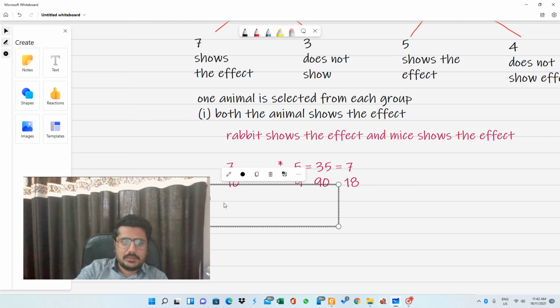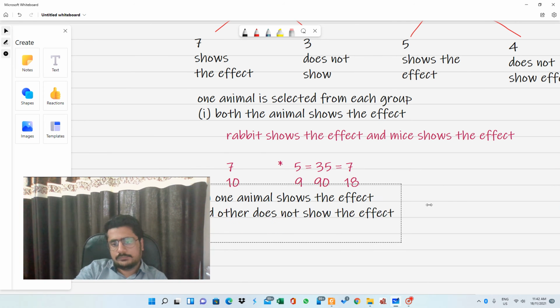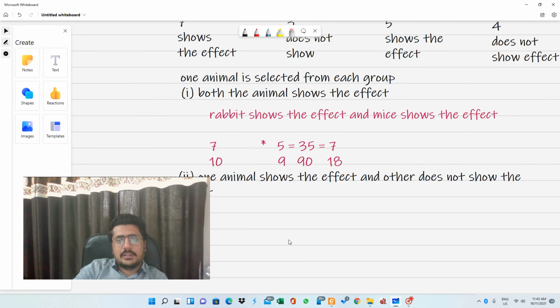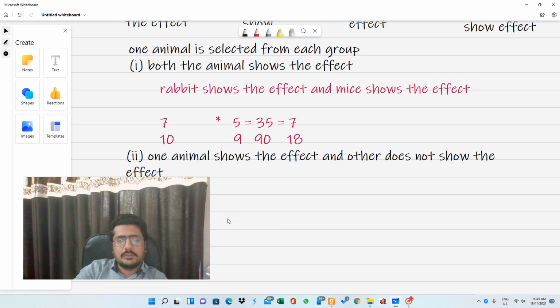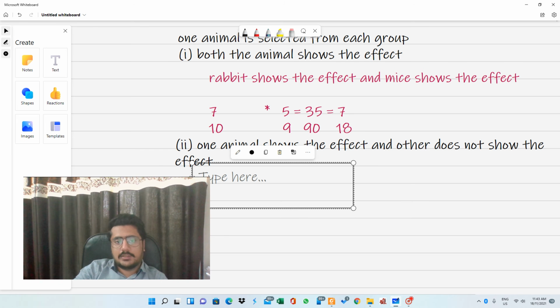They are asking me that one animal shows the effect and the other does not show the effect. This question is something like the previous one, that there should be one gold and one silver. Here they are telling me that one animal shows the effect and the other does not show the effect. This makes two possibilities in my mind.